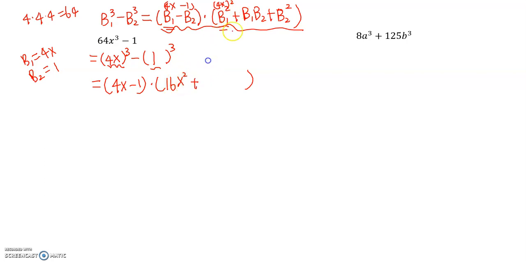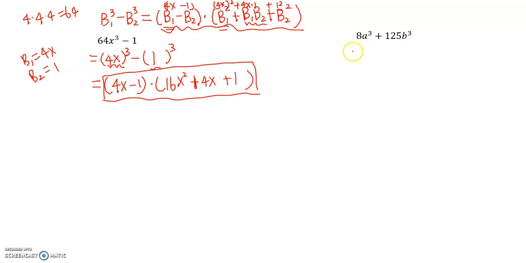Now, next part is plus b1 times b2. Notice that b1 is 4x, b2 is 1. So we have 4x times 1, which still gives us 4x. Now, the last part is plus b2 squared. b2 is 1, and 1 squared still gives us 1. And so that's the factoring we did, and that's the final answer. We got these two factors.